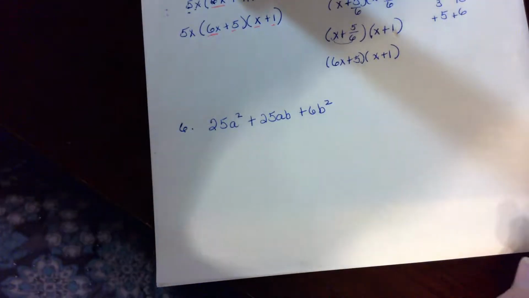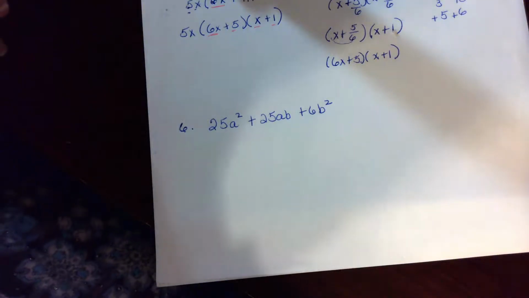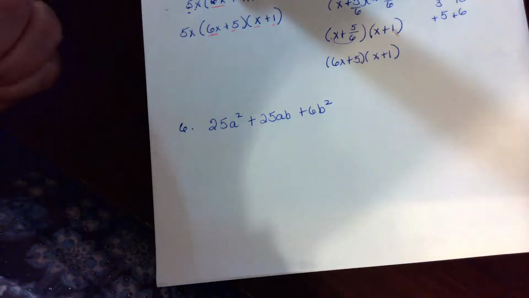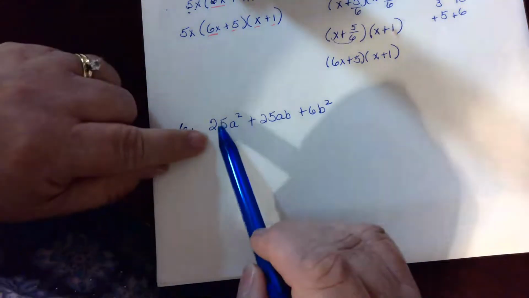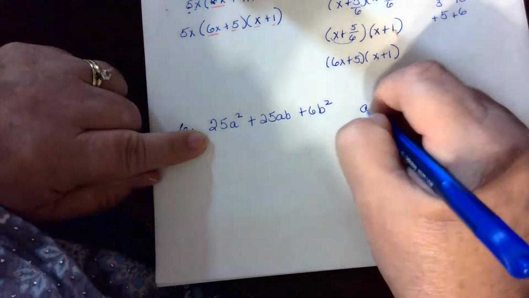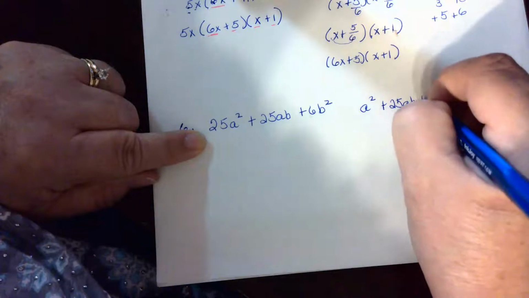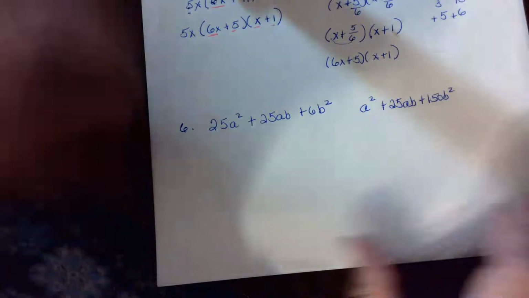Now, what's different about this one is it has two variables. And you may have seen this in section 5.2 as well. You still use the same strategy, but I'll show you how to deal with the second variable in a minute. So I'm going to multiply 25 times 6. That is 150. And I just put the b squared there with it.